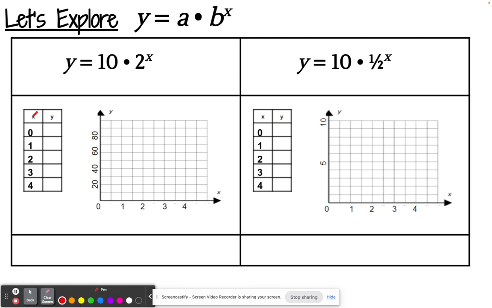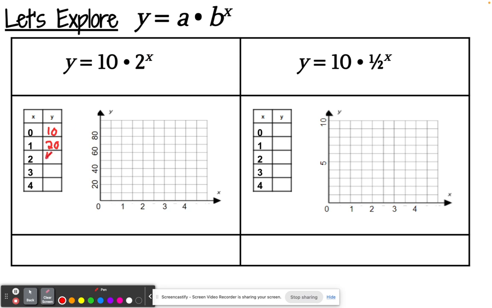I have, in this case, y equals 10 times 2 to the x. Well, if this were 0, anything to the 0 power is 1. 10 times 1, that will give me 10. What if I put a 1 here? 2 to the first power is 2 times 10 will give me 20. 2 to the second power gives me 4. 4 times 10 is 40.